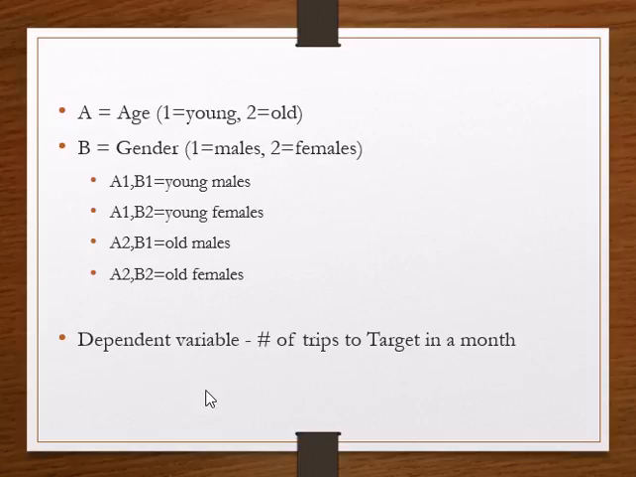So what we're going to be talking about in the next couple of slides is looking at age and gender as independent variables that might influence the number of trips to Target somebody makes in a month. And so for age, we have 1 category for young, and the 2 category indicates older. And for gender, 1 is males and 2 is females. And so that gives us 4 different categories of people we're looking at. Young males, young females, old females. And again, the dependent variable is how many trips to the store Target they make in a month.